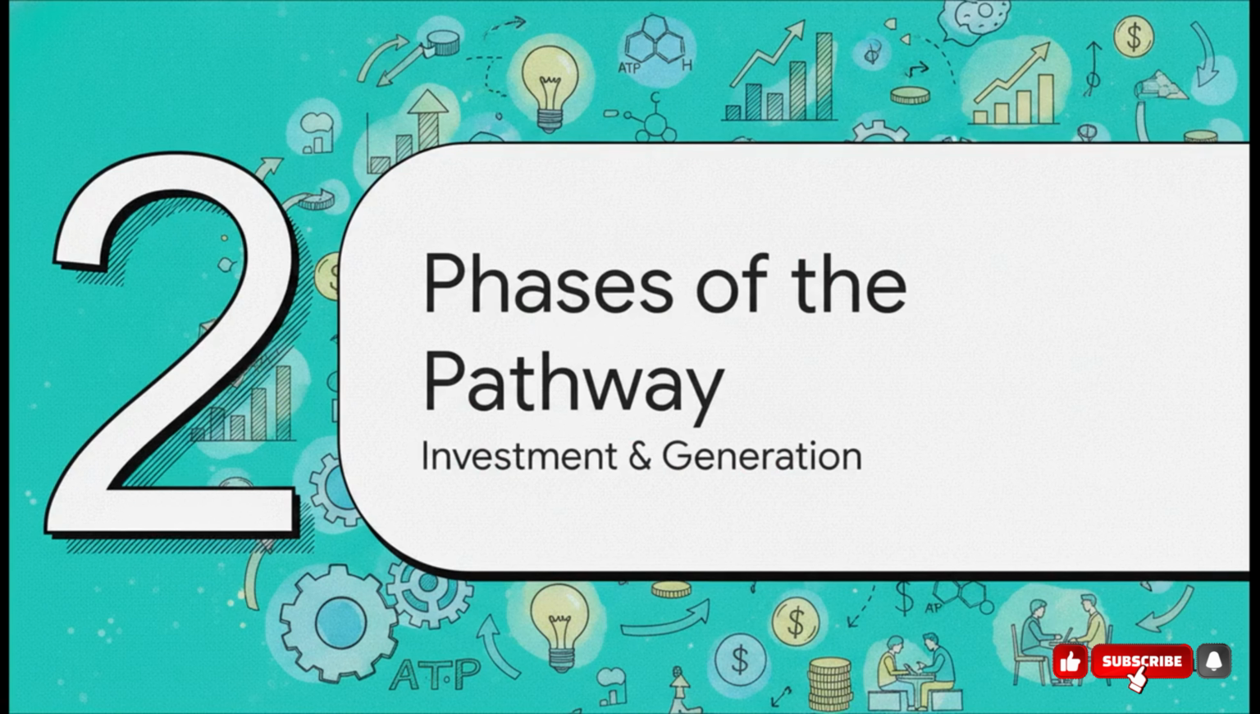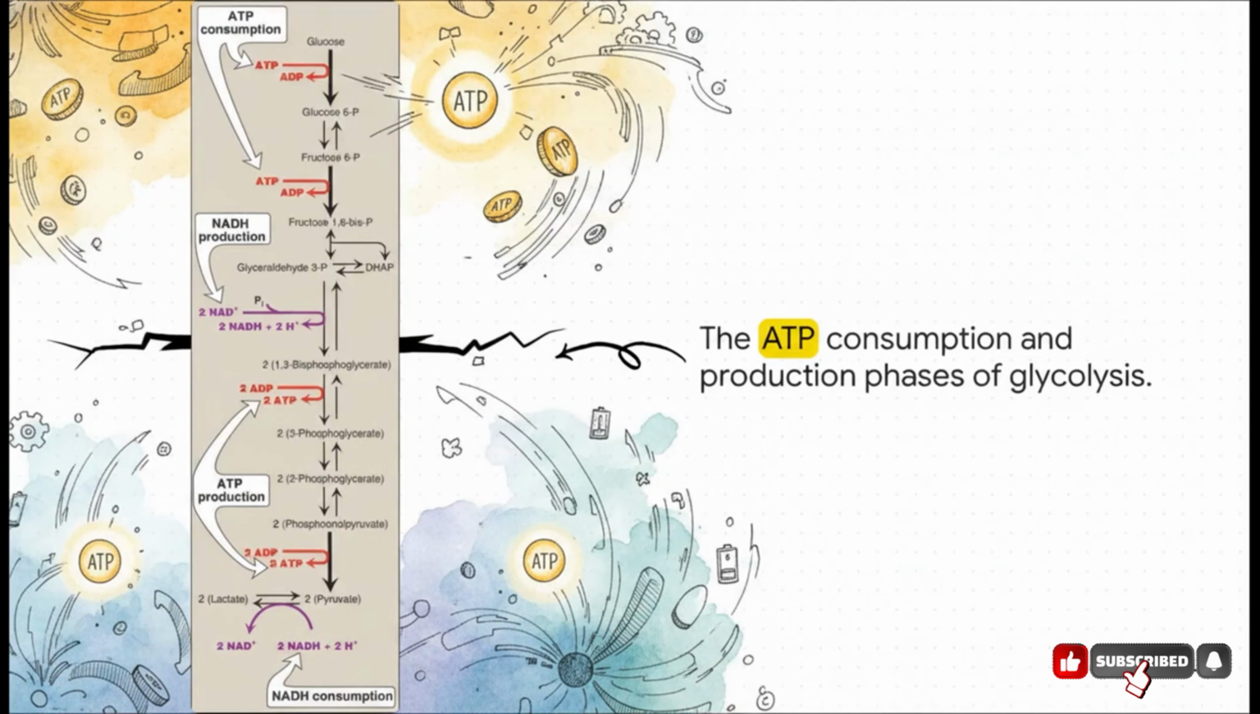Let's look at how this is structured in part 2, phases of the pathway. We can actually split these 10 steps into 2 distinct stages. The first 5 steps are what we call the energy investment phase. Think of this exactly like a business startup. You have to spend money, in this case ATP, to make money later. We use ATP to phosphorylate our intermediates. This is then followed by a cleavage phase right in the middle, where we literally snap the molecule in half.